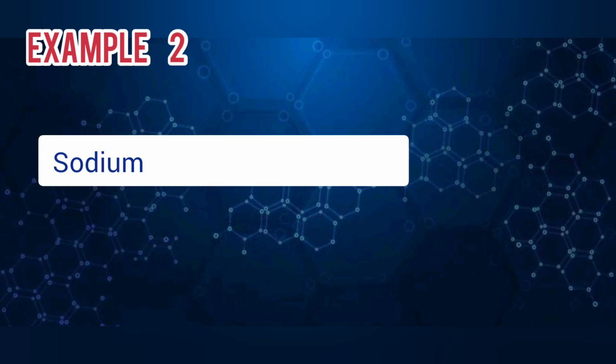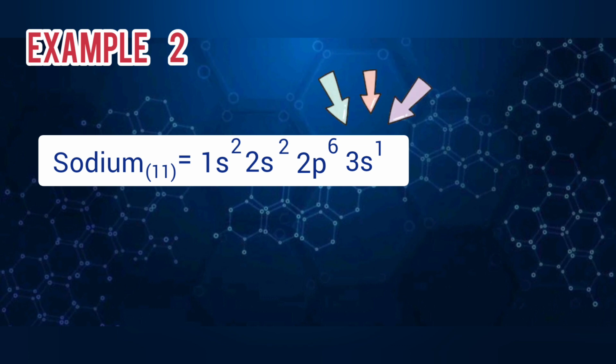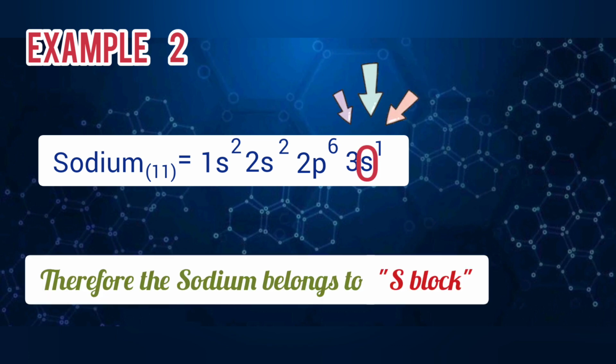Now let us take one more example. We'll take the example of sodium. The atomic number of sodium is 11. So the electronic configuration is 1s2, 2s2, 2p6 and 3s1. The 11th electron of sodium has entered in the 3s orbital and hence sodium belongs to the s block.